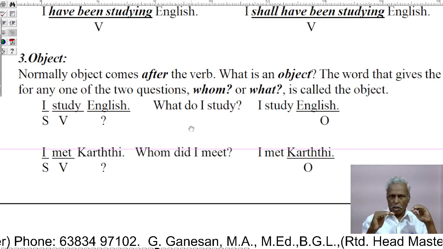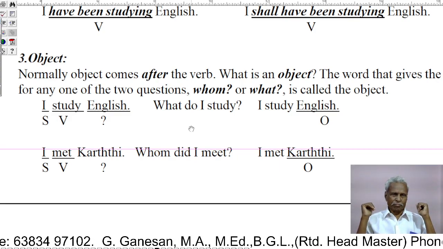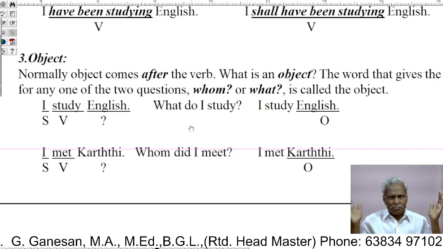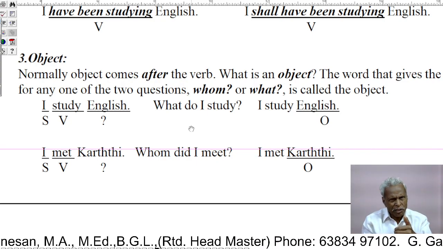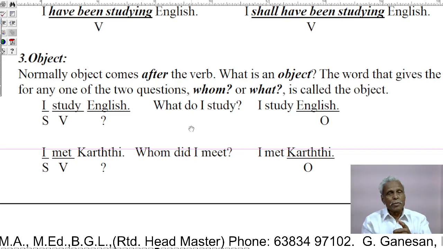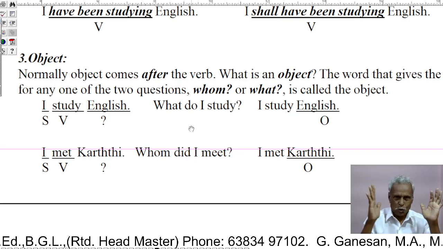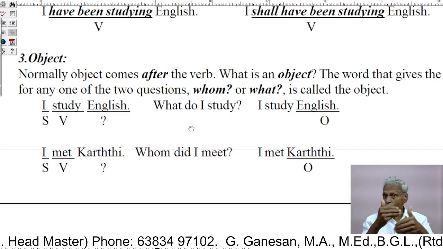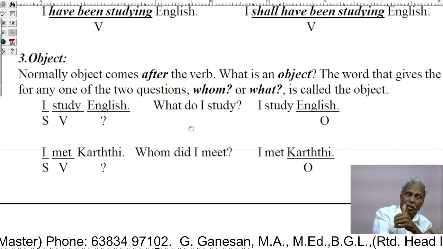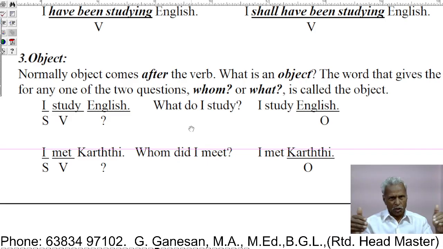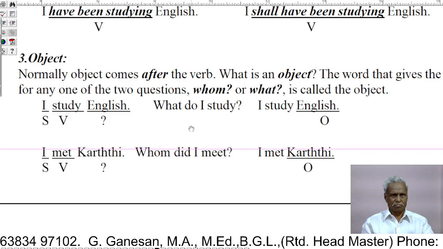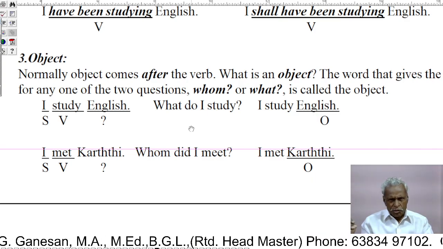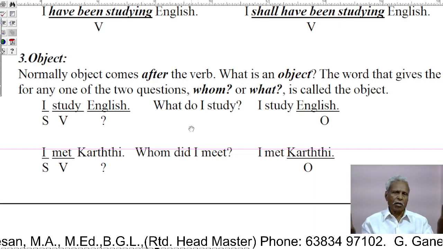The second example. I met Karthi. Whom did I meet? Here is the answer. Whom did I meet? I met Karthi. So Karthi is the object. These are the ways to find out what an object is and how to find the object. I study English. What do I study? I study English. English is the object. Whom did I meet? I met Karthi. Karthi is the object.